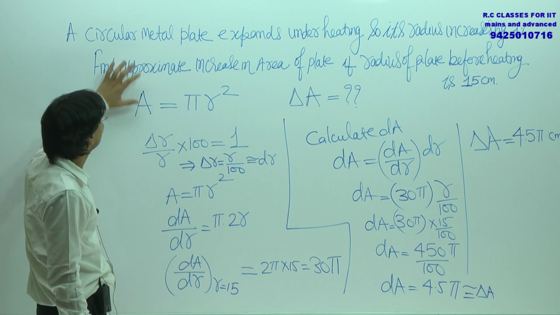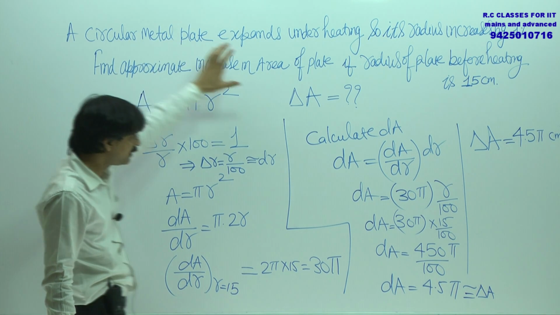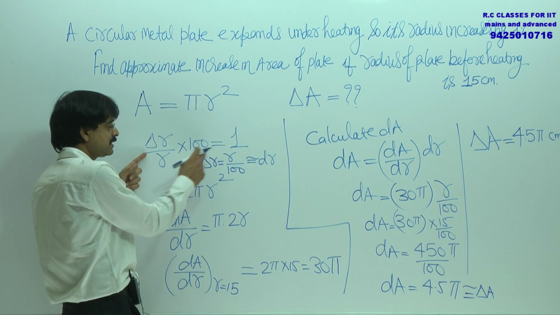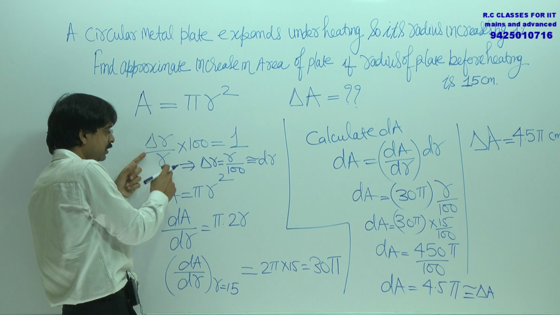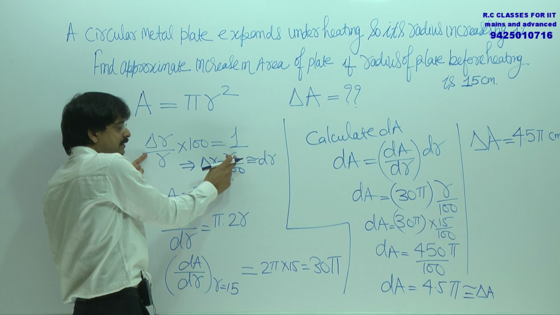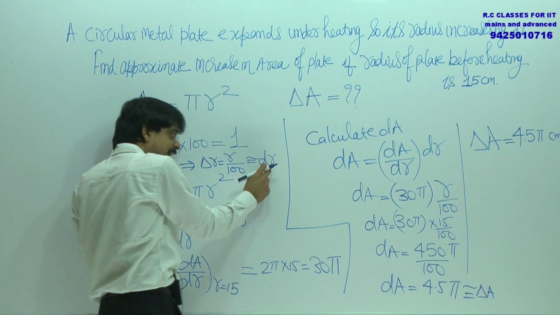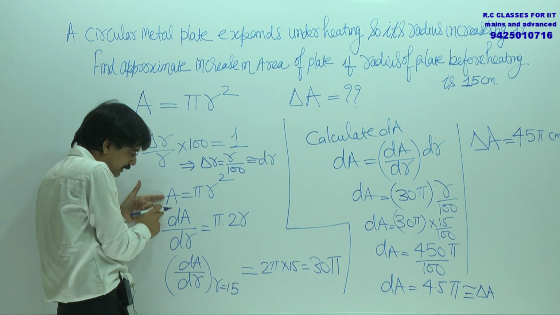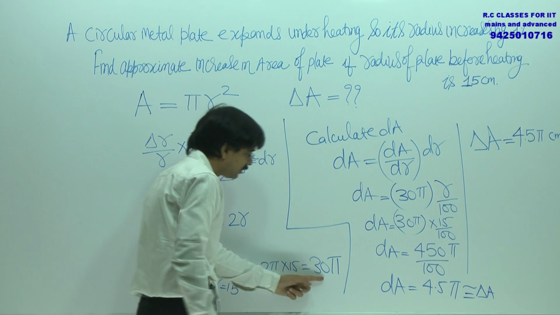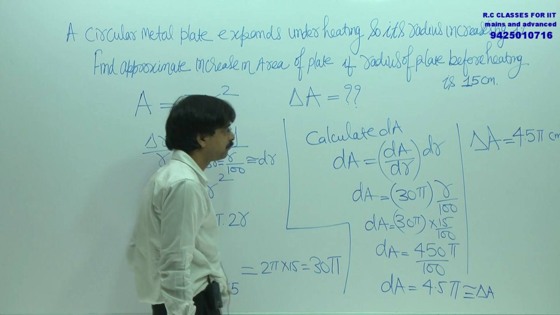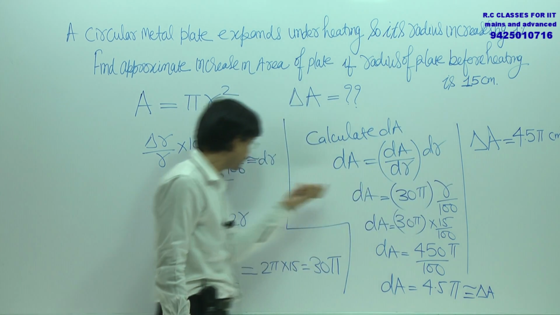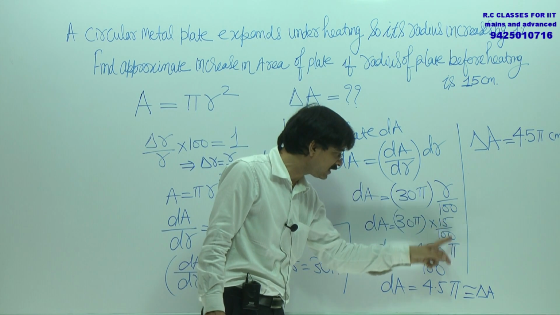That is the approach. Circular plate expands when under heating, so that its radius is increased by 1%. That is the meaning, radius increased by 1%. In terms of percentage, delta r upon r into 100 is equal to 1. So delta r is equal to r by 100. Initial radius is 15. The delta r is equivalent to dr. That is the area of the circular plate. We differentiated that with respect to r, then kept r equals 15 there, and got 30 pi as dA by dr. To calculate dA, we used this relation: dA by dr is kept here, this is dr, that is r by 100 for r equals 15.